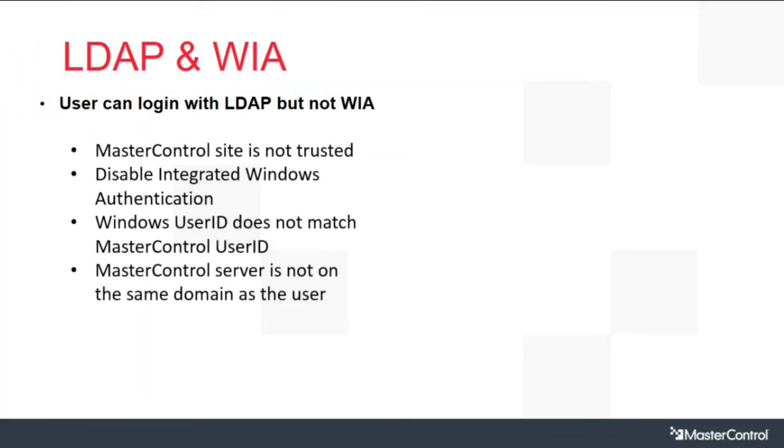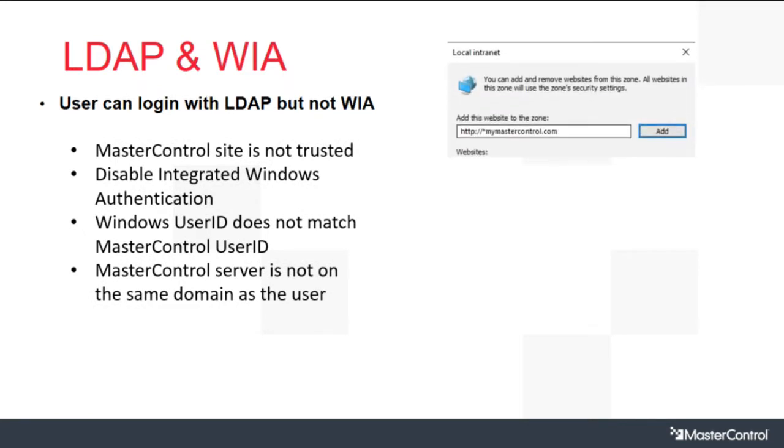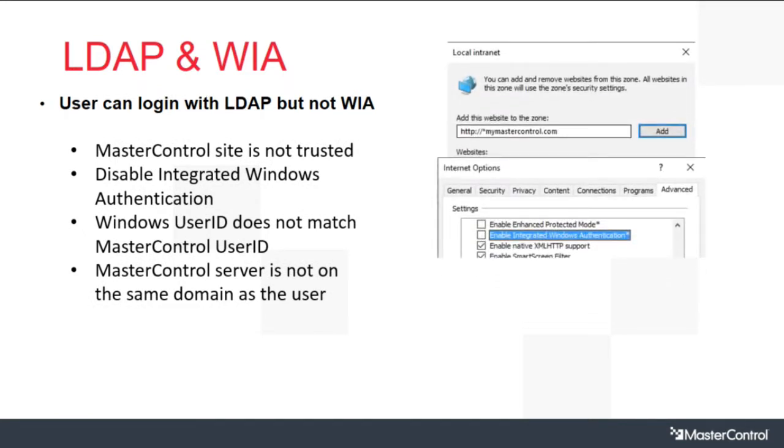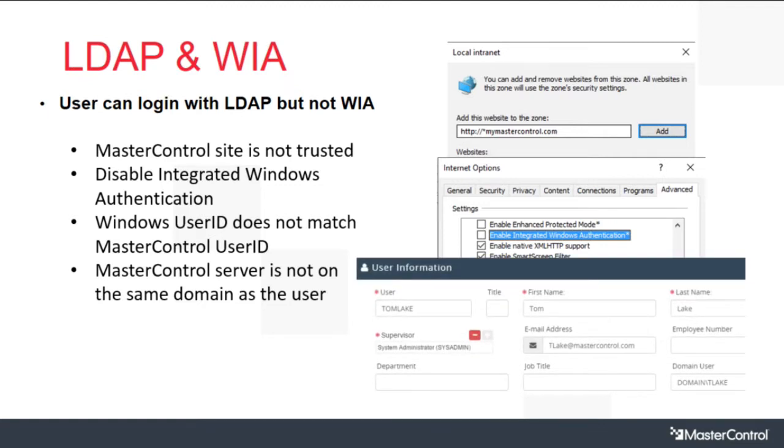So when LDAP is used in conjunction with WIA, or Windows Integrated Authentication, if you find your users can log in with their domain password, but they can't log in automatically using WIA, these are basically the main steps to follow. So if your site isn't trusted or in the local internet zone, Windows won't pass on any login credentials, so you can't log in.